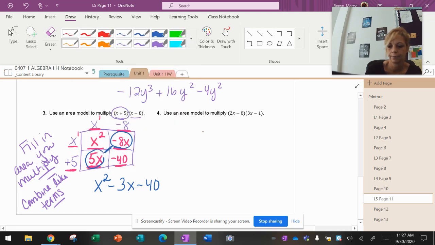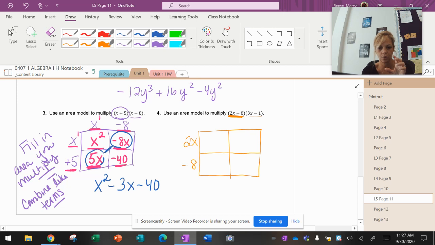Let's pick a fall color. All right, I've got a binomial times a binomial again, right? So you can do these actually any way you want. You can put this binomial on the top or the side. I typically always start it on the side, just me. So I got 2x minus 8. Those terms are separated, 2x in one block, negative 8 in the other. And then the 3x goes up on top, and the negative 1 goes here, okay?